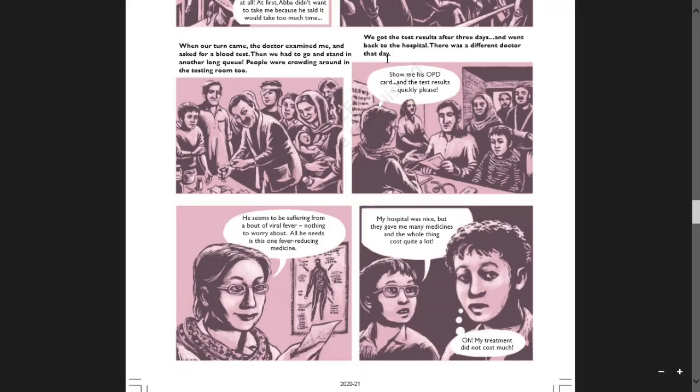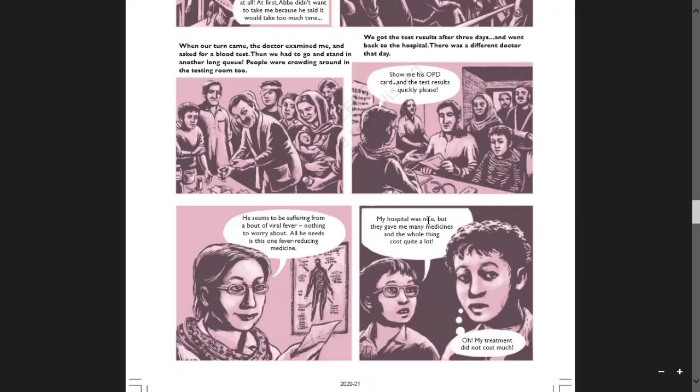Now, the doctor said, show me his OPD card and the test results quickly, please. The doctor asked this gentleman to show his OPD card and the test results very quickly. He seems to be suffering from a bout of viral fever, nothing to worry about. So the doctor said, he seems to be suffering from viral fever, but there is nothing to worry about. All he needs is this one fever reducing medicine. So he needs to take a medicine which will reduce his fever.